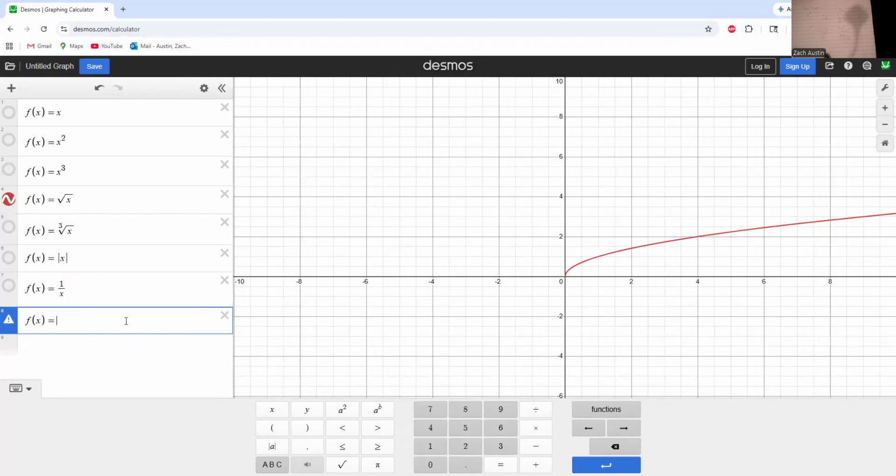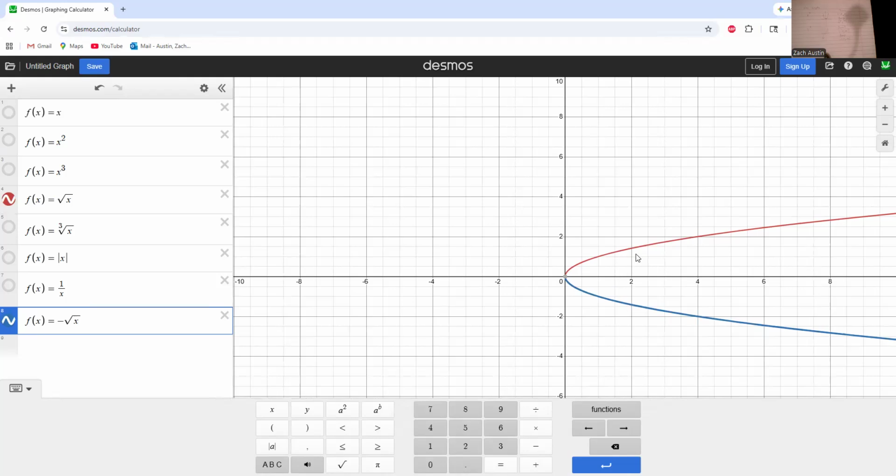Let me graph that, and let's graph negative square root of x at the same time. And if we put the square root of x and negative square root of x together, we actually get a parabola that opens sideways. Okay, so this is exactly the same as the graph of x squared, just opening sideways instead of up and down.